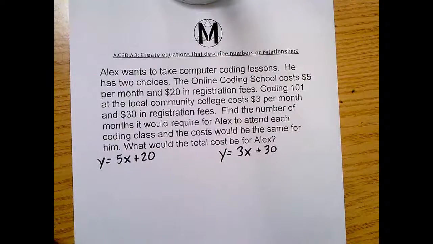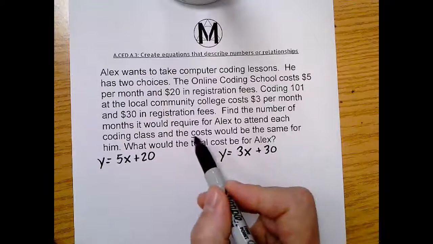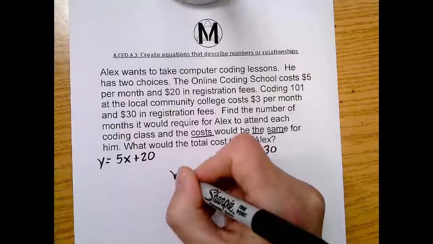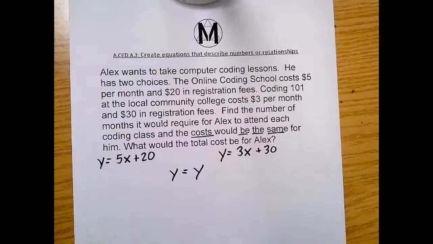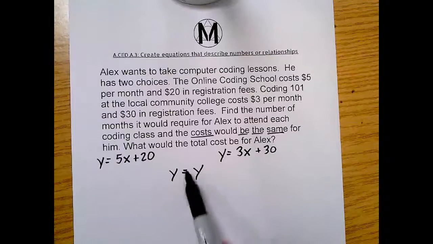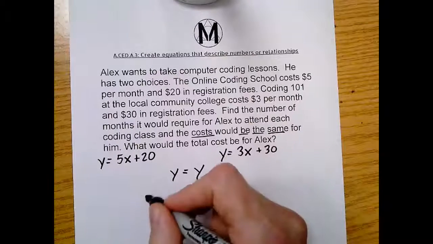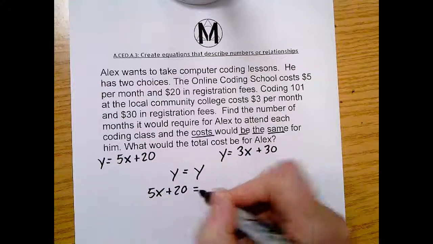At some point, they're going to be the same, and I think we can find that. So before we try to figure out when they're going to be the same, because that's what they say, when would the costs be the same? Let's think conceptually about this. We could all agree that y is the same thing as y, right? Y is y. Makes sense. So if y is y, well, we also know y is 5x plus 20. So I'm allowed to substitute out this y and stick in a 5x plus 20. So instead of this y, I'm going to write 5x plus 20. And that's going to be the same as y.